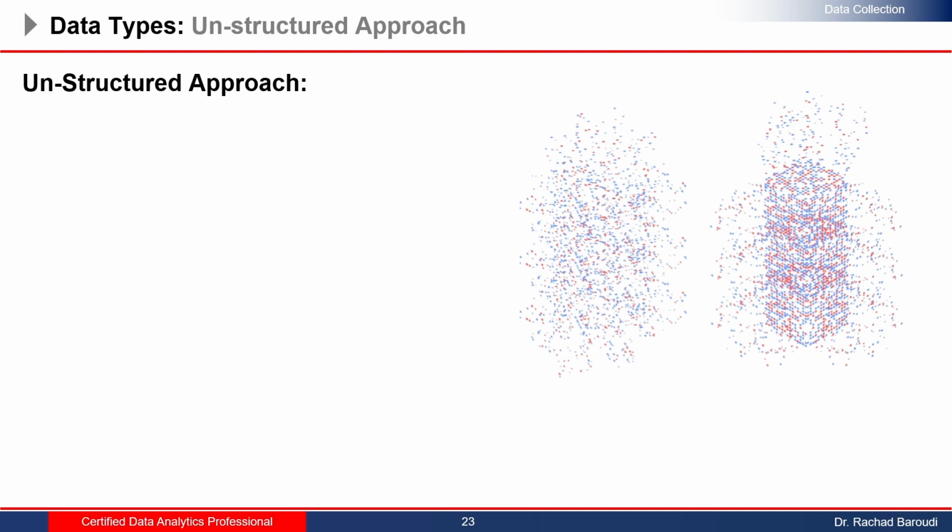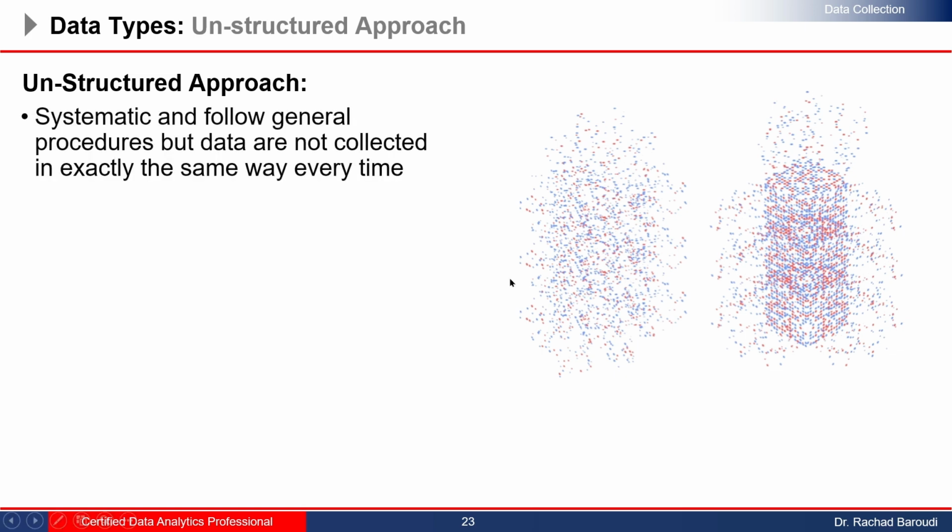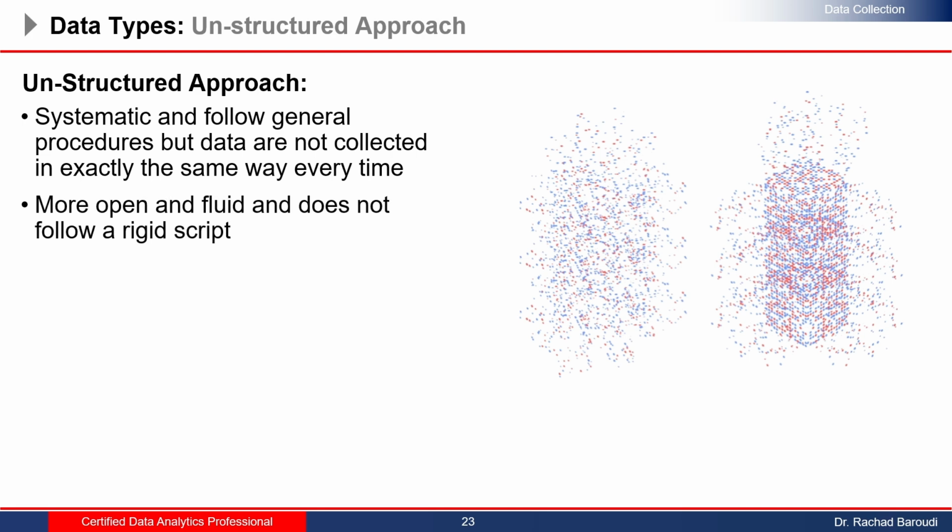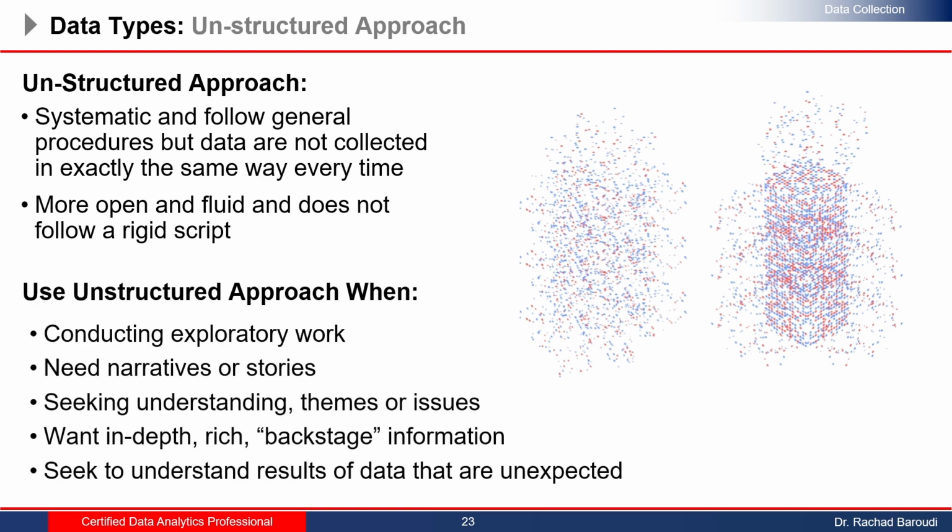However, in the data type that uses an unstructured approach, it is systematic and follows a general procedure, but data are not collected in exactly the same way every single time. It is more open and fluid and does not follow a rigid script. So you can change the way you collect data depending on the environment, depending on what's happening on the floor. Use this approach when conducting exploratory work.